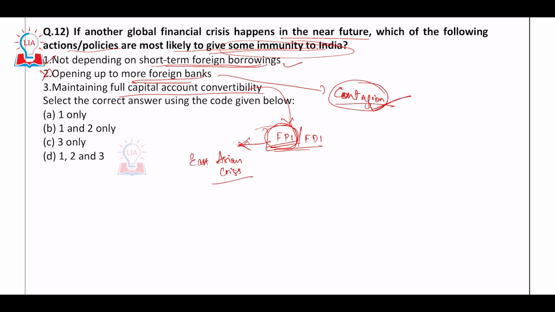So FPI is known as hot money for this reason itself. So you have to not go for full capital account convertibility. That would be safer. So answer is A. Again, this is not related to current affairs. Though you have an inclination to put it under current affairs, it is not.